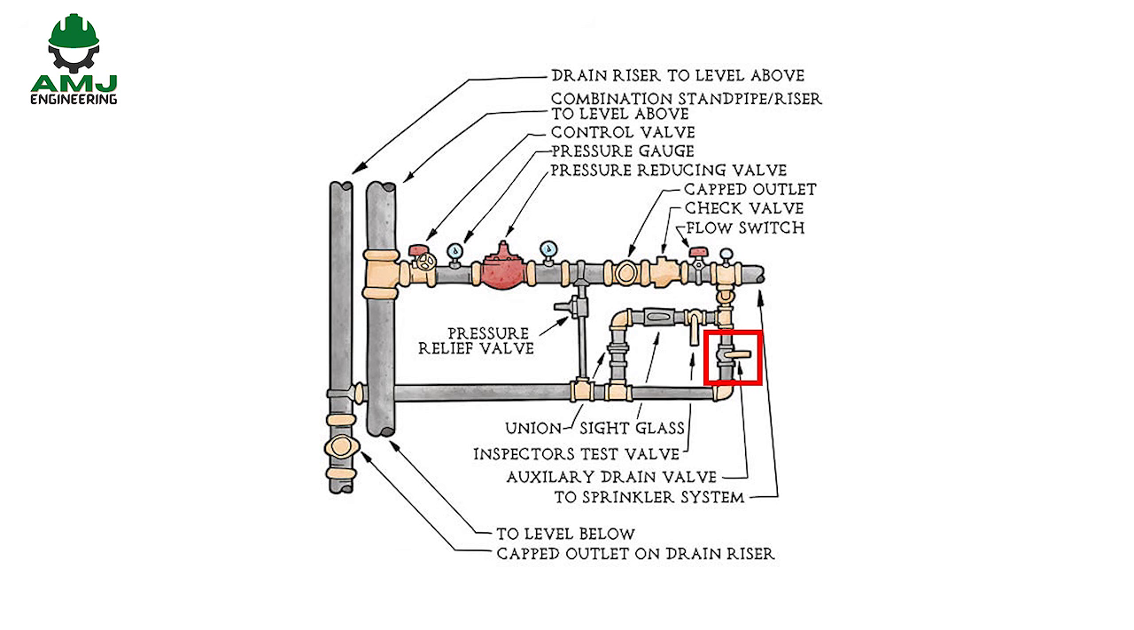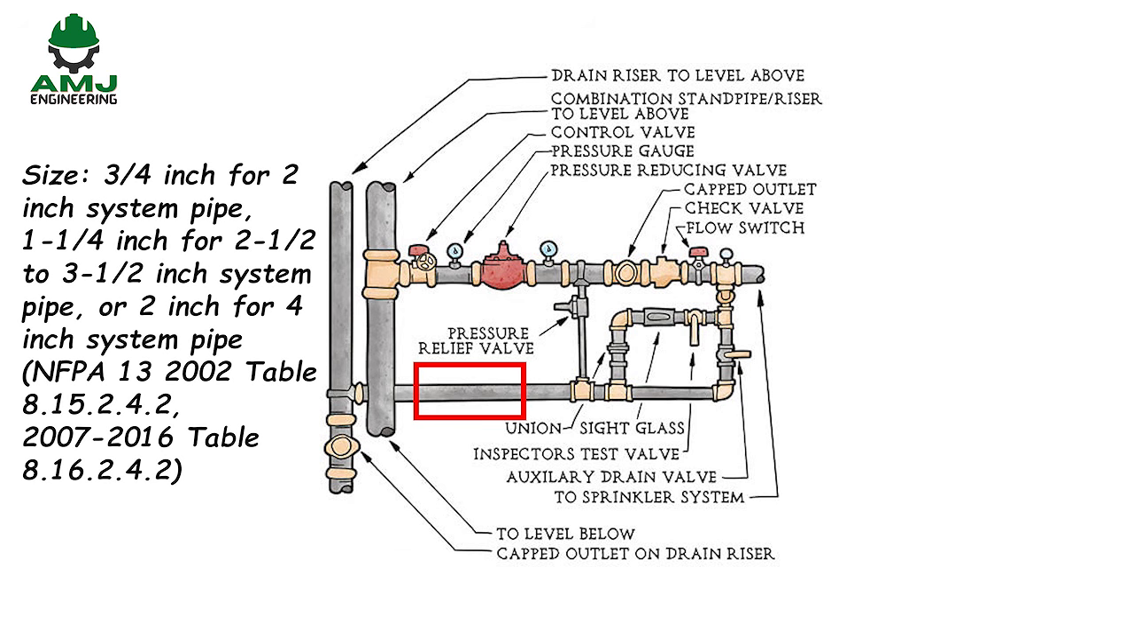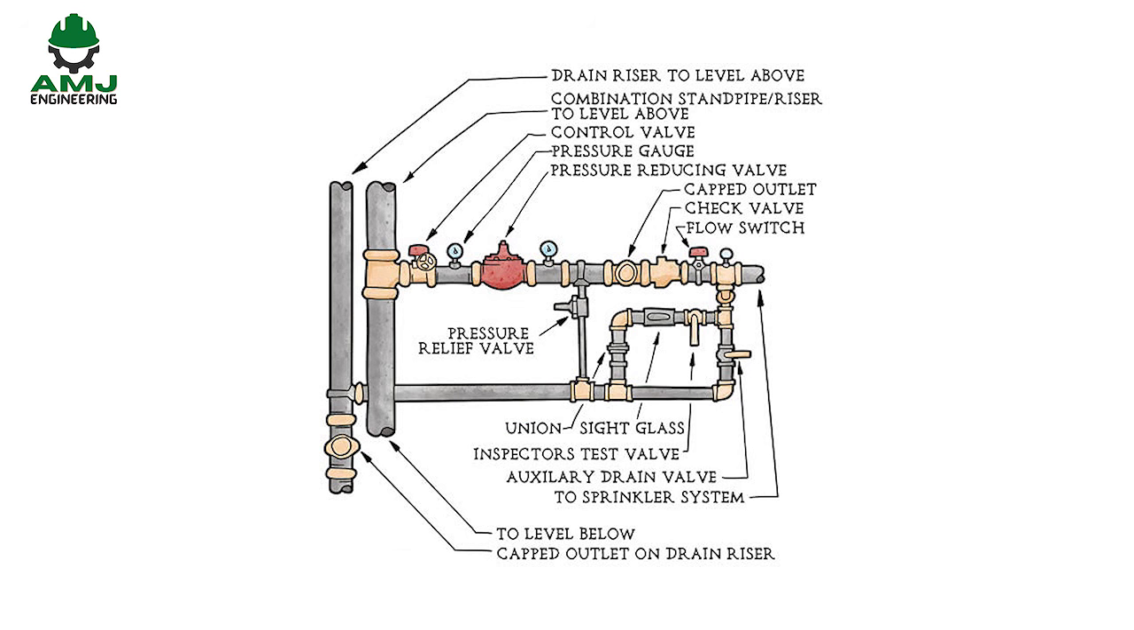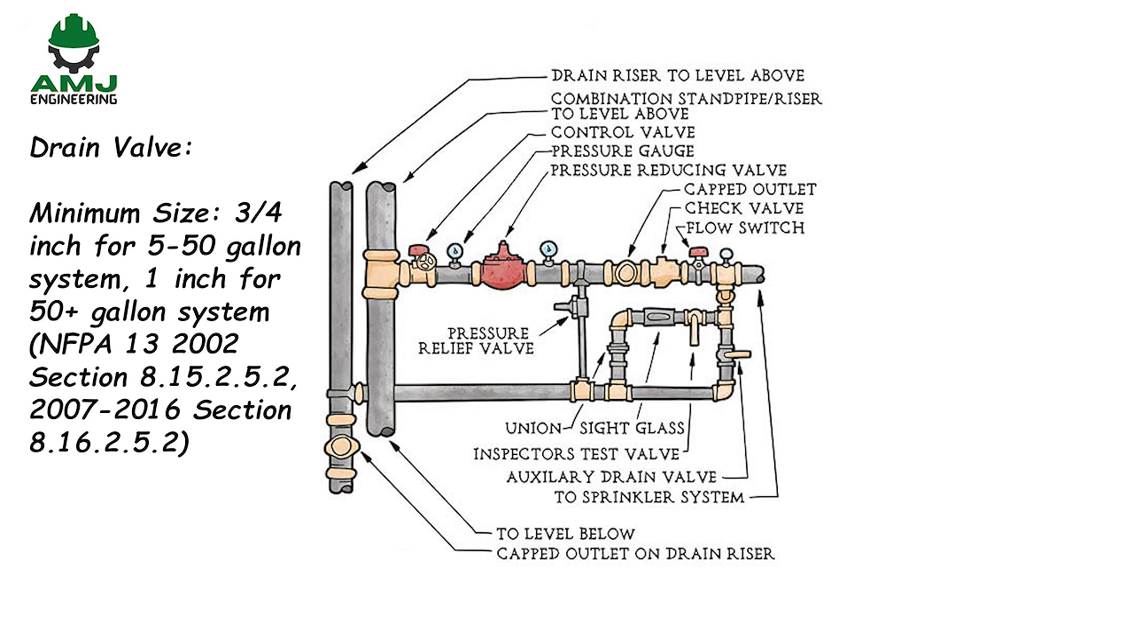Auxiliary drain valve. Permits faster draining of the system, as opposed to only draining the inspector's test valve. Check valve. Can help reduce false water flow alarms on floors where sprinklers have not activated. Drain pipe. Size, 3/4 inch for 2-inch system pipe, 1¼ inch for 2.5 to 3.5 inch system pipe, or 2 inch for 4-inch system pipe. Drain valve. Minimum size, 3/4 inch for 5 to 50 gallon system, 1 inch for above 50 gallon system.